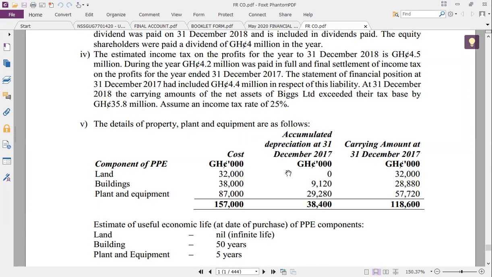The next one. During the year, 4.2 million was paid in full and final settlement of income tax on profit for the year ended 31st December 2017. The statement of financial position at the 31st December 2017 had included 4.4 million in respect of liability. So it will amount to what? Under or over tax provision, right? So you calculate, will it be under or over? Here you compare two items together.